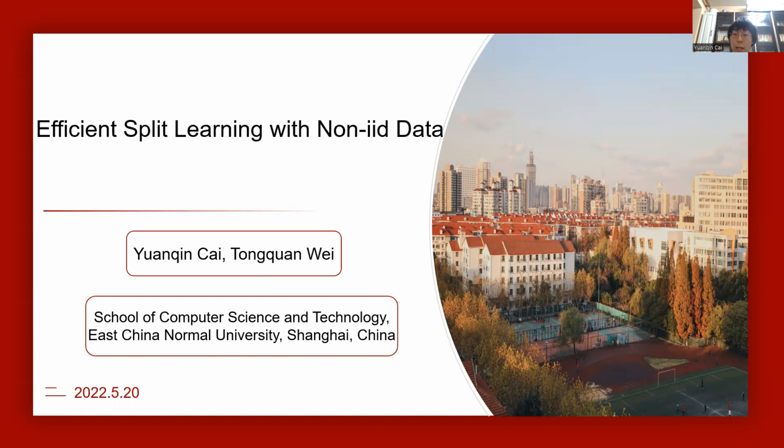My name is Yuanqing Cai, and the topic of my paper is efficient split learning with non-IID data.